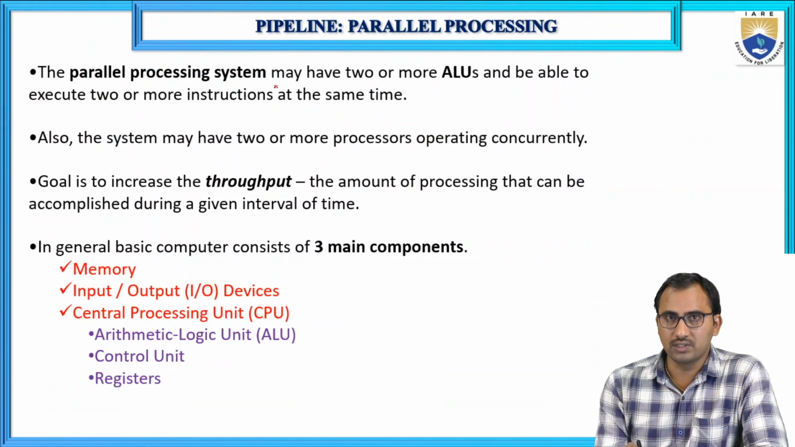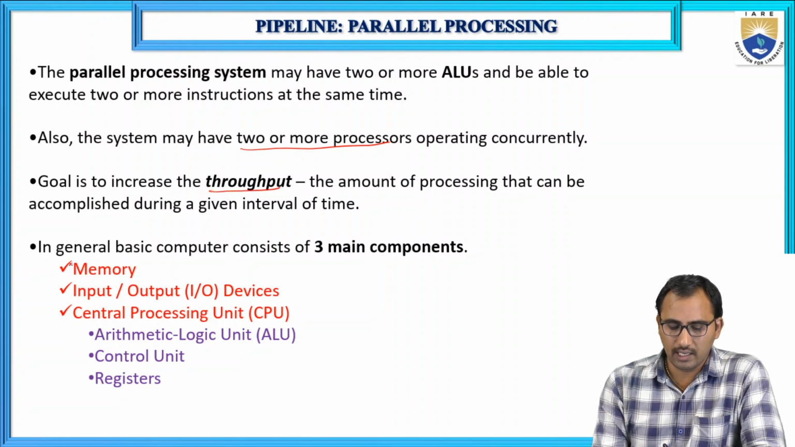And coming to the parallel processing system, it has two or more ALUs and is able to execute two or more instructions at the same time. Also, the system may have two or more processors operating concurrently, and in a multiprocessor system, it may have two or more processors so that they can share the task, so that the computer's performance will be improved.